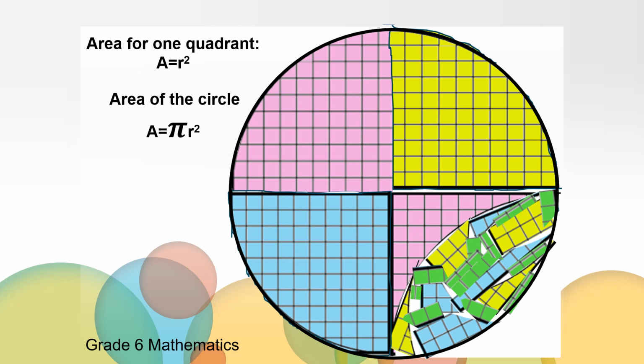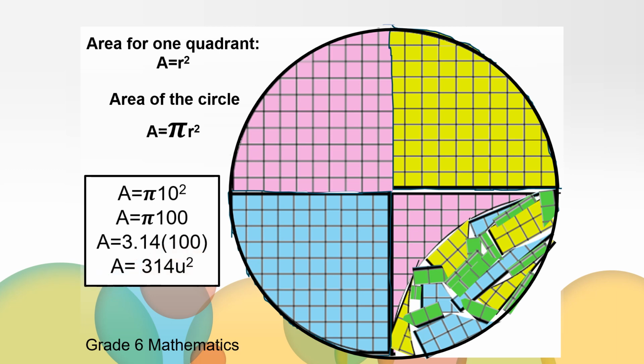Let's find the exact area of this circle. We know the radius is 10 units, so I can plug this number into my formula. We multiply pi by 10 squared, which is 100, and I'm going to approximate pi by using 3.14. 3 14/100 times 100 is 314, so my area is approximately 314 units squared. When we reflect back on our estimate, this makes a lot of sense. We knew the area had to be smaller than 400 square units because the area of the 4 quadrants was about 400 units, and it had to be less than that.